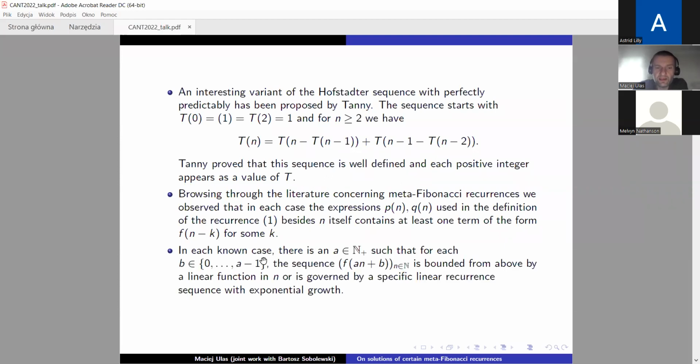Moreover, in each known case, there is a positive integer a such that for each b belonging to the set 0 up to a minus 1, the sequence f along the arithmetic progression a times n plus b is bounded from above by a linear function in n, or is governed by a specific linear recurrence sequence with eventually exponential growth.